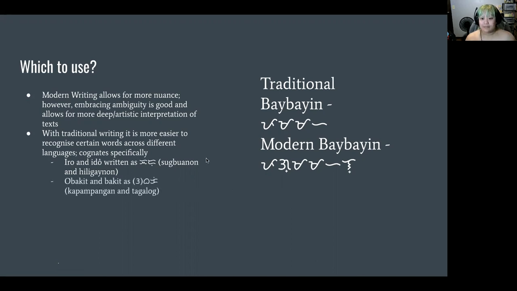The words obakit and bakit. So obakit is in Kapampangan and bakit is in Tagalog.